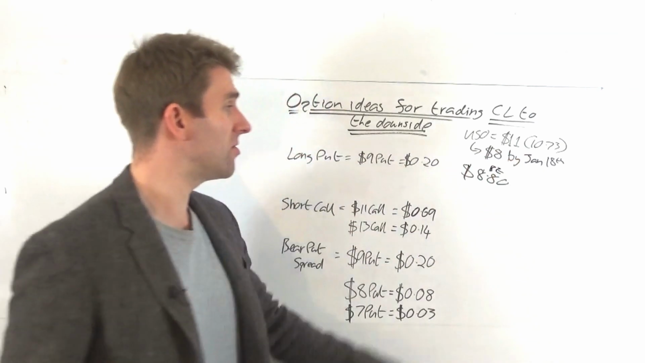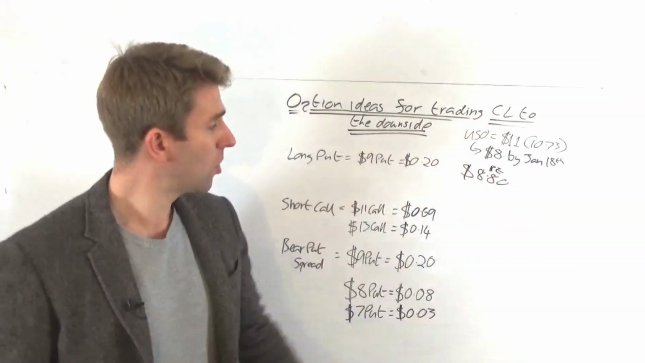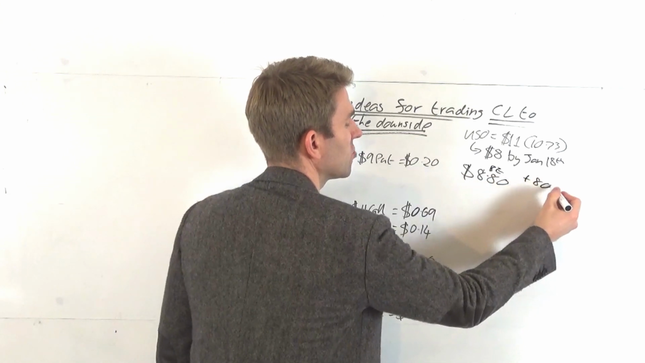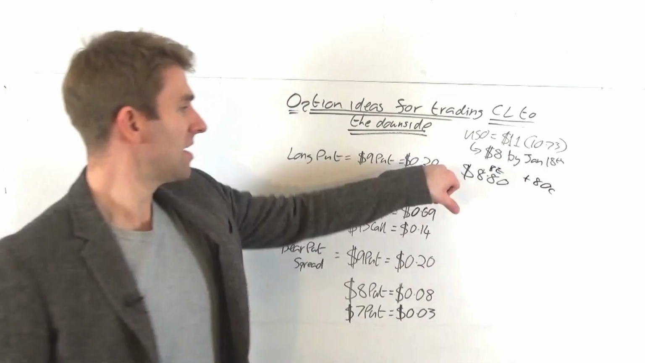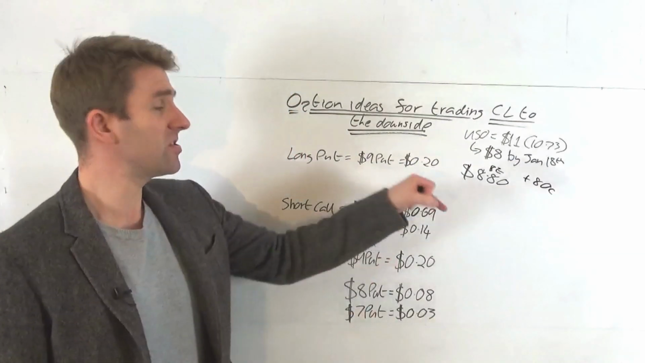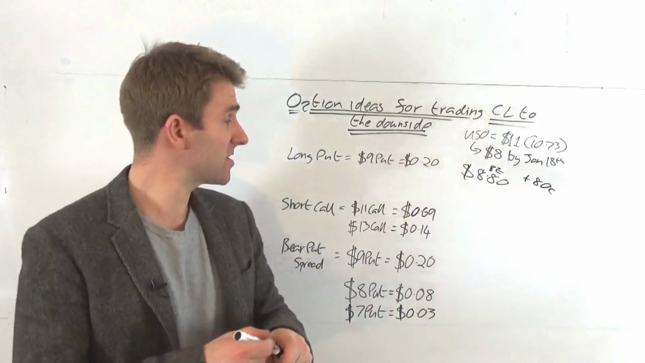If we go to $8, which is our thesis, we've got a nice 80 cents profit per contract traded, which is nice, because if we bought it at 20 cents and it goes to $8, we're going to make 80 cents. It's a decent risk-reward trade, and it's capped as well.